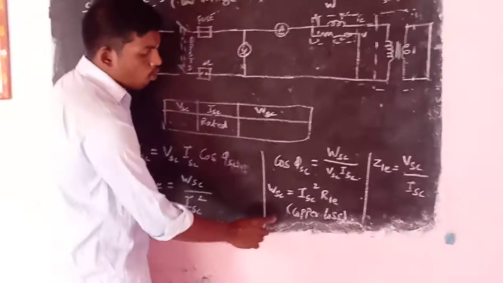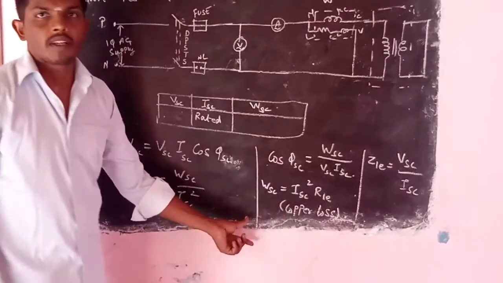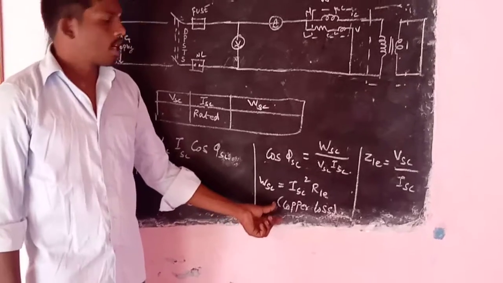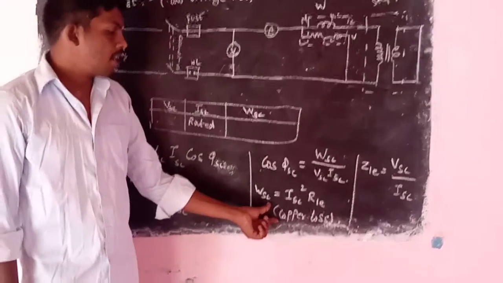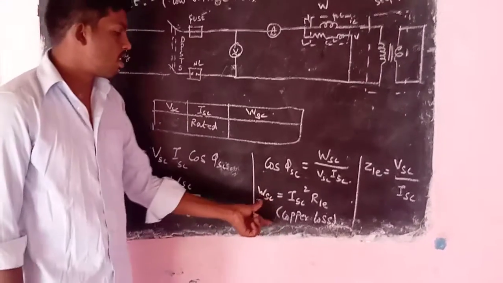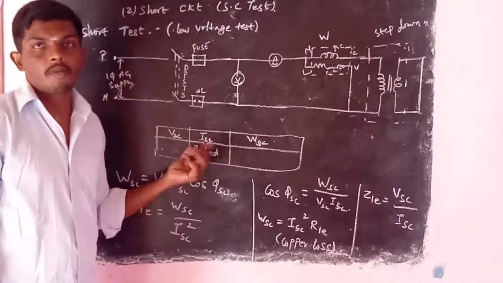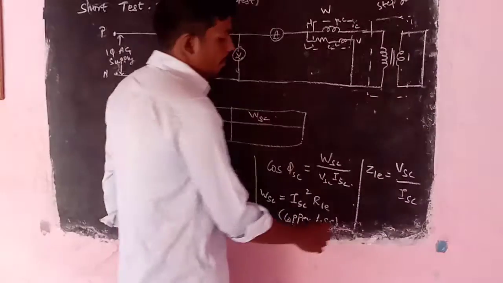A transformer has two types of losses: copper losses and core losses. Copper losses are I square R losses. In open circuit time, the iron losses are obtained. In short circuit time, the copper losses are obtained.